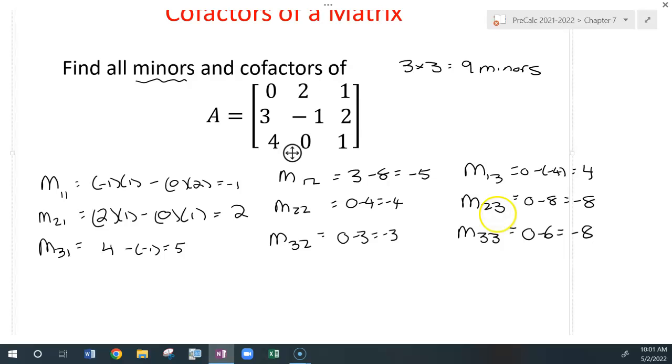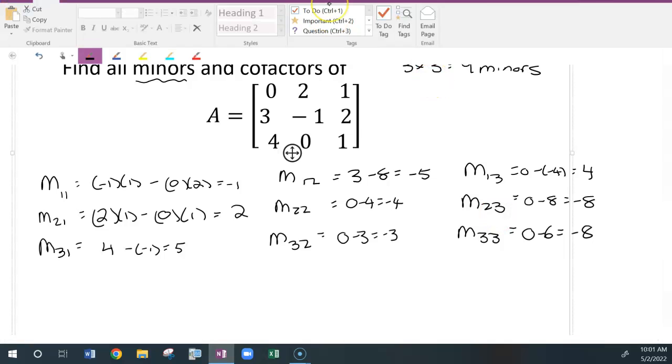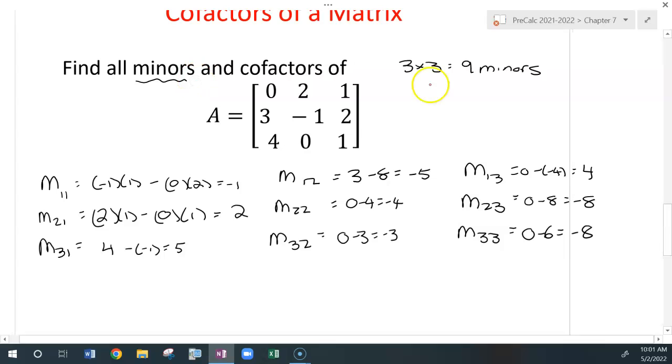And there's a pattern that you use for your minors. And the pattern looks like this. I start in my first row, first column, I put a plus. That means keep the sign the same. Next to it is a minus, next to that is a plus. And I just alternate. Second row, I had a plus here, so I get a minus there, plus, minus. See how I'm just alternating?